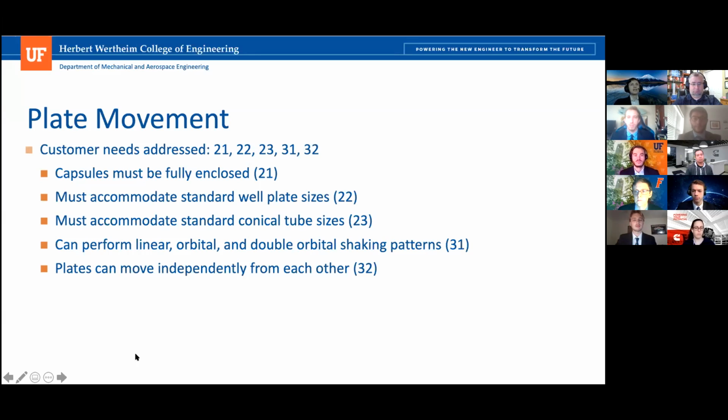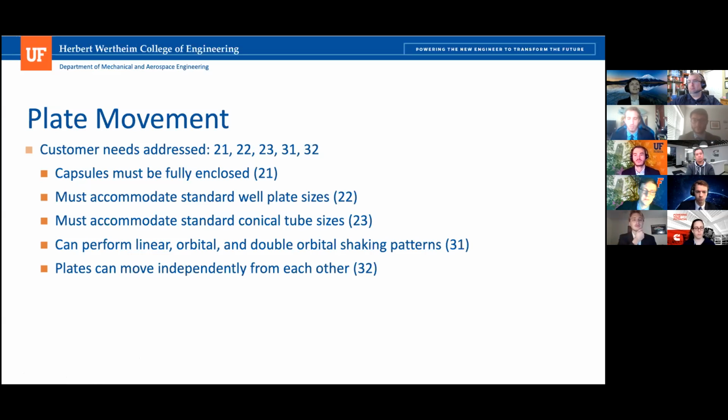And then the next one is it must accommodate standard well plate sizes. So our well plate is designed to fit a standard well plate size, and if other sizes are used, we could have adapters to make sure that it fits the well plate, especially like the next part too, where it's conical tube sizes. We would have to have an adapter where it fits onto the well plate and it would lock in there.